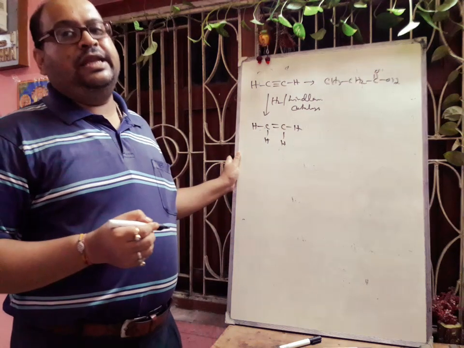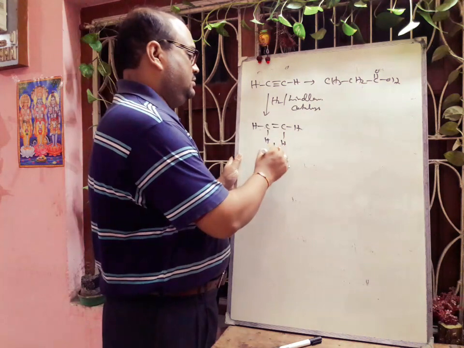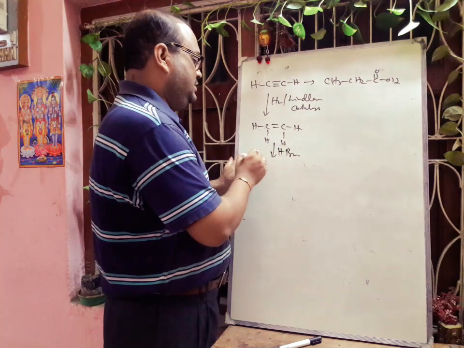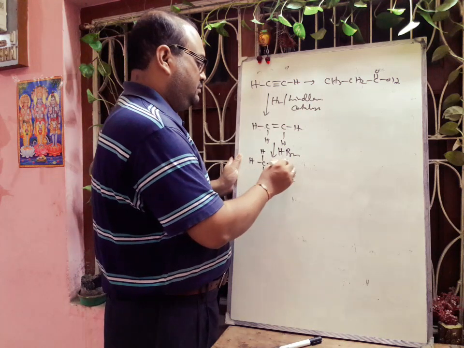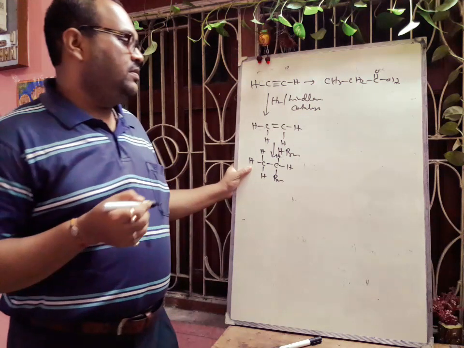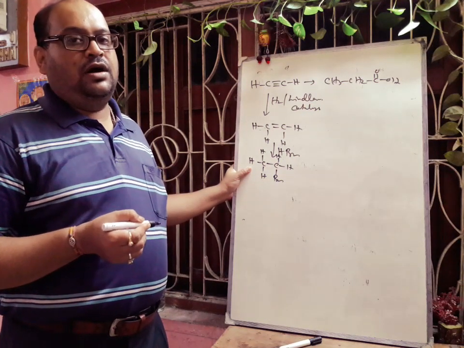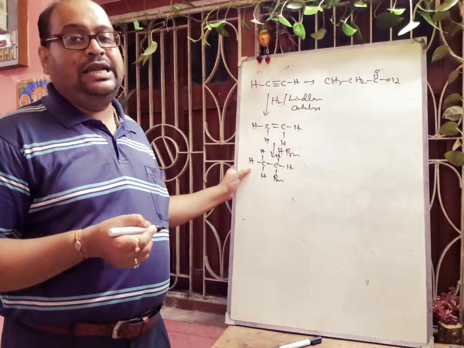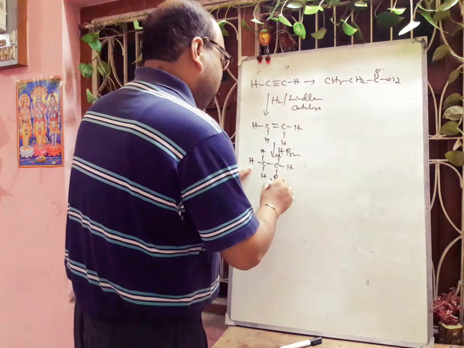Okay. In the next step, we have to add the HBr addition. If we do HBr addition, then there will be formation of ethyl bromide. Now here, what to do? We have to prepare Grignard reagent. So you will add magnesium and ether.